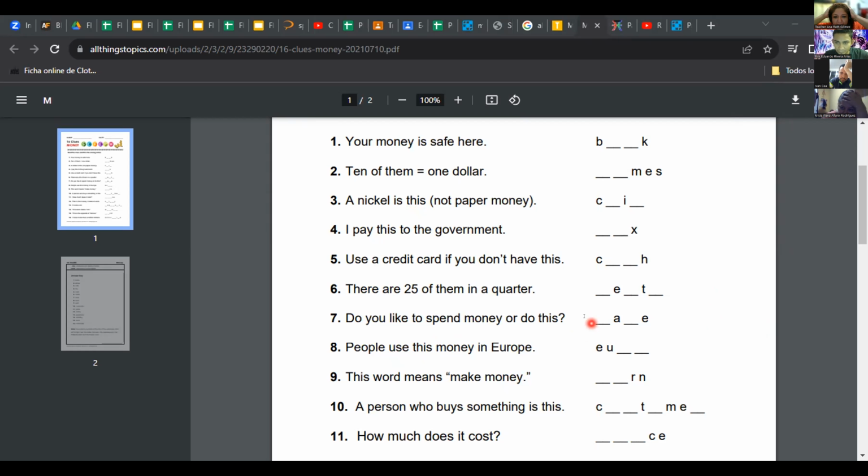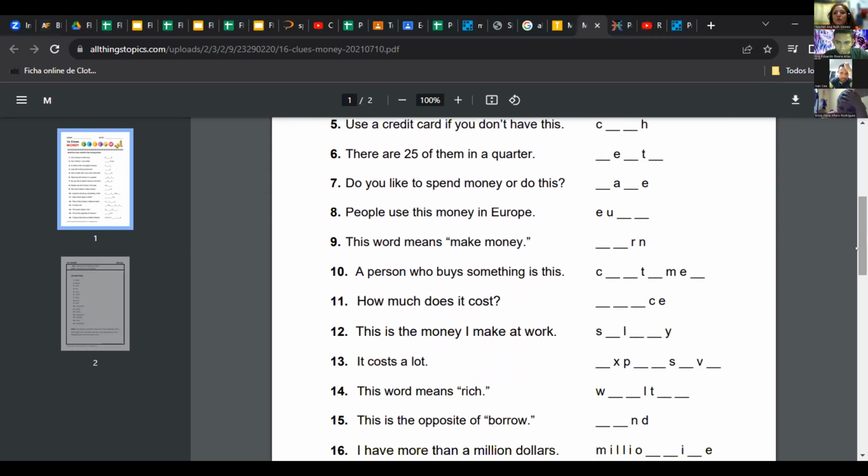All right, now, number eight. People use this money in Europe. Euro. Number nine? Earn. Number 10?